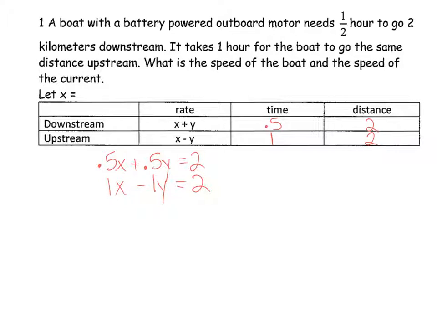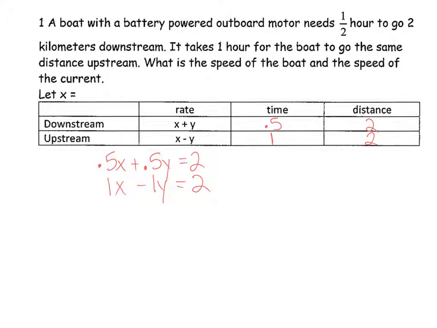I either need to make both of my x's, this is a half, I either need to make both of these a 1 or both of these a 1. Well look, which one is easier? My x's or my y's? What will be easier to cancel out? The y's, you're right, because the signs are different.